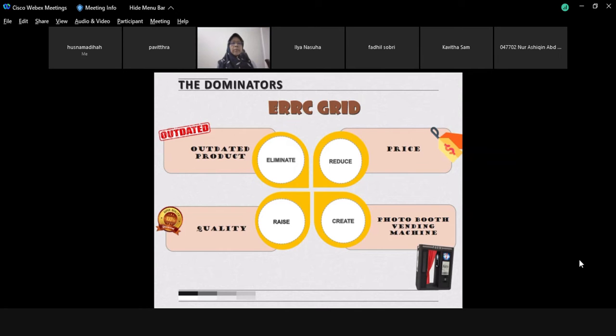Okay, Prof. Now we go to the ERRC grid. Okay. For the eliminate, we have outdated product. We cannot compete with another photographer or another store because of outdated product. Okay, next is reduce price to get more customers, and then raise quality.